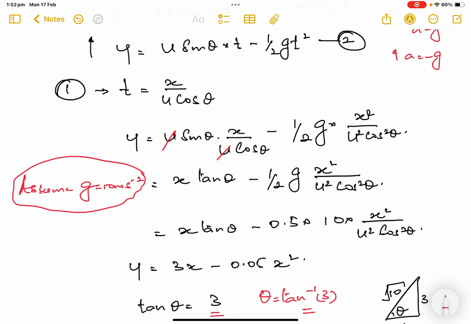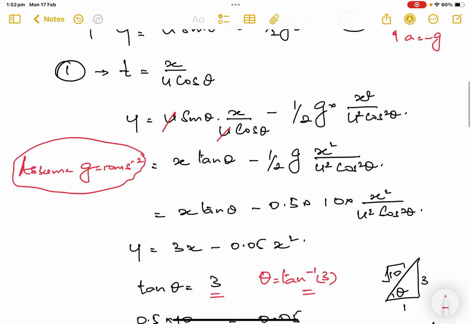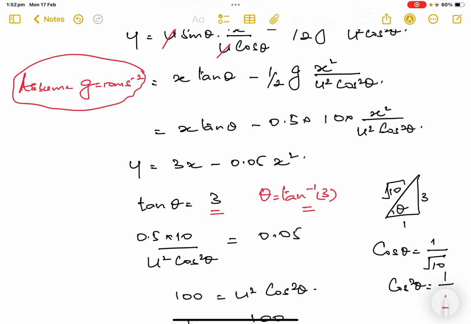I assume g is 10 meters per second squared, which is really 9.8, but I just took it as 10. They haven't given it to us, so all you have to do is tell them you assume that g is 10 meters per second squared. So if I substitute that, y equals x tan theta minus 0.5 times 10 x squared over u squared cos squared theta. That gives us the equation of the path.